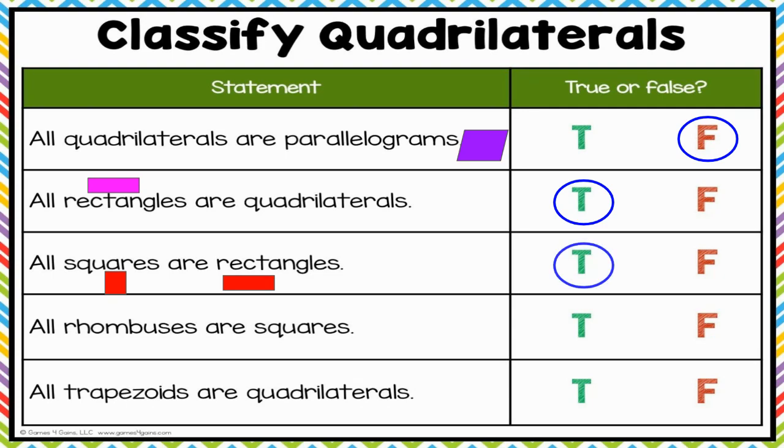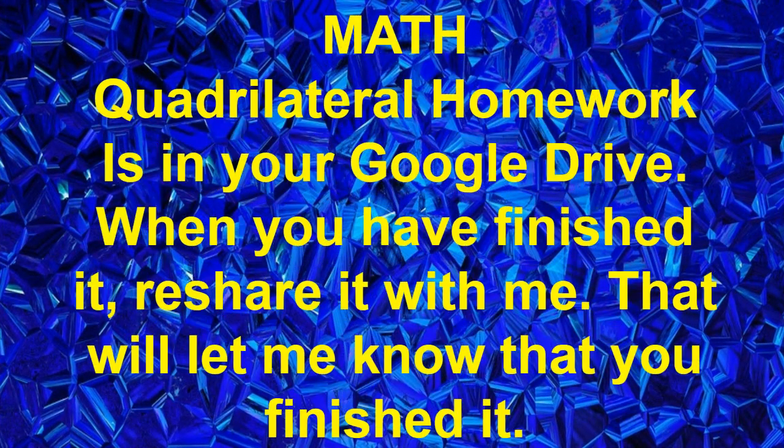So that is true. All rhombuses are squares. Well, remember, the rhombus just needs 4 angles, but a square has to have 4 right angles. So that is definitely going to be false. All trapezoids are quadrilaterals. That is absolutely true. It has 4 sides. All right, let's look at what your job is going to be today.